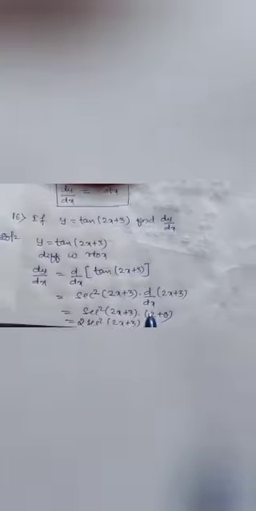Sec square x, where the x value is 2x plus 3. So separately we have to differentiate this one. d by dx of 2x plus 3: here the 2x value is 2 and the 3 value is 0. Then we get dy by dx equal to 2 sec square 2x plus 3.